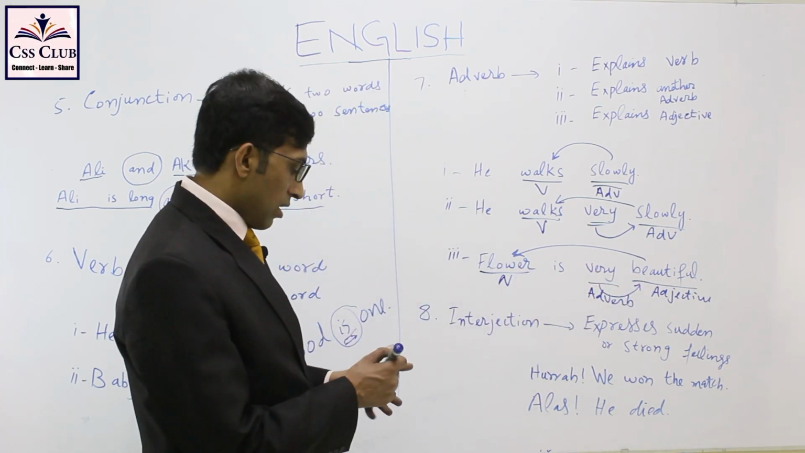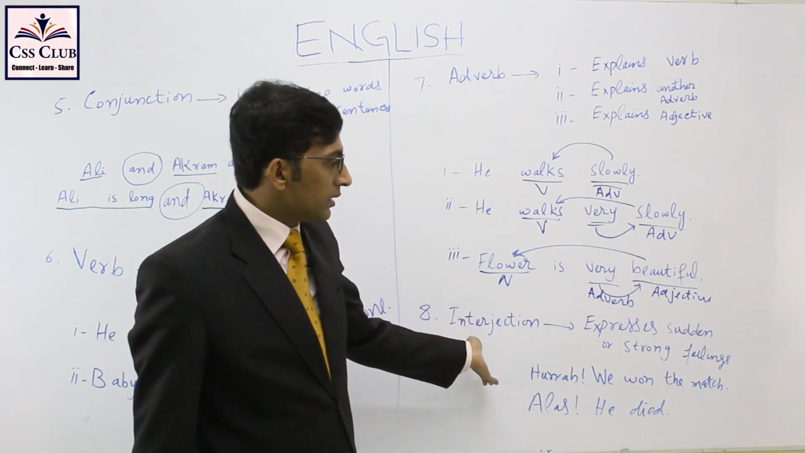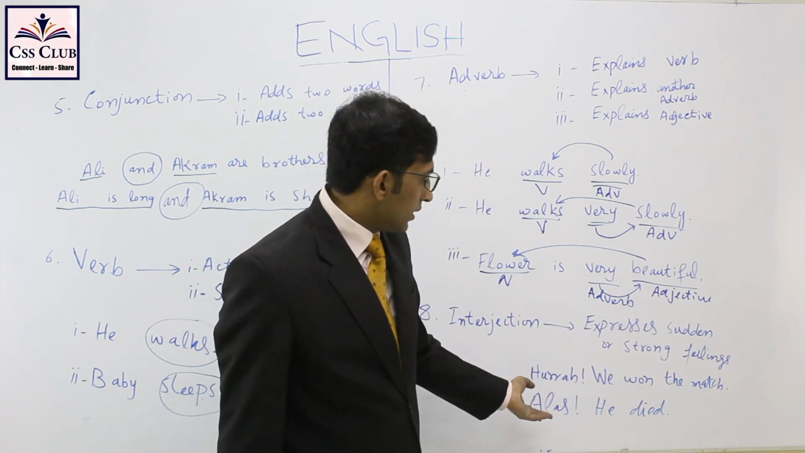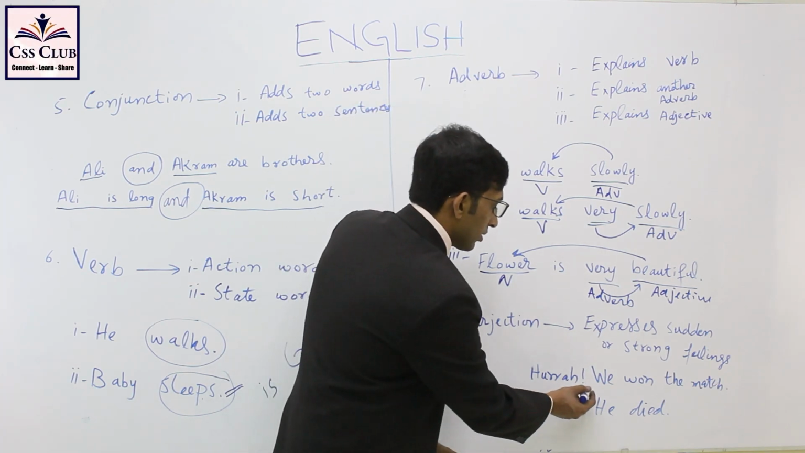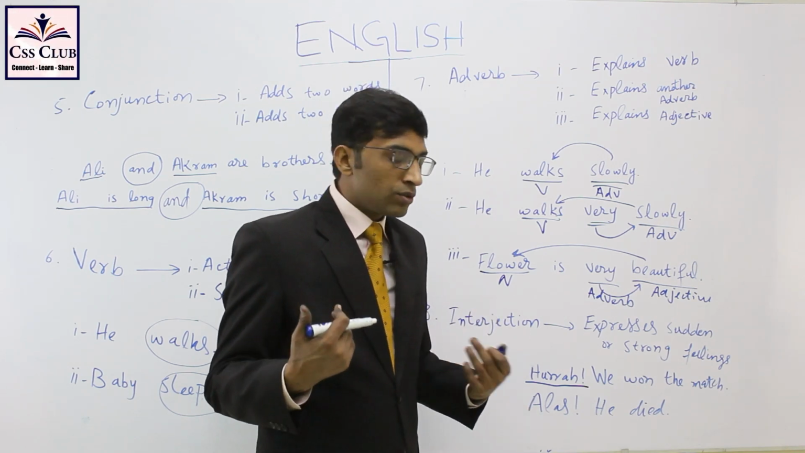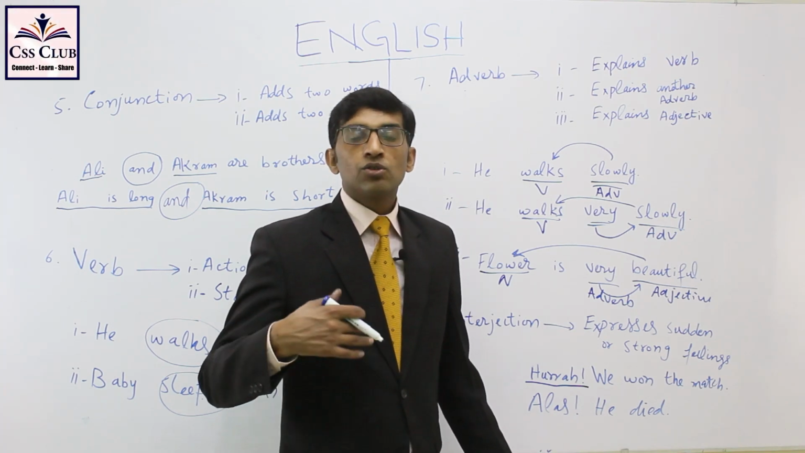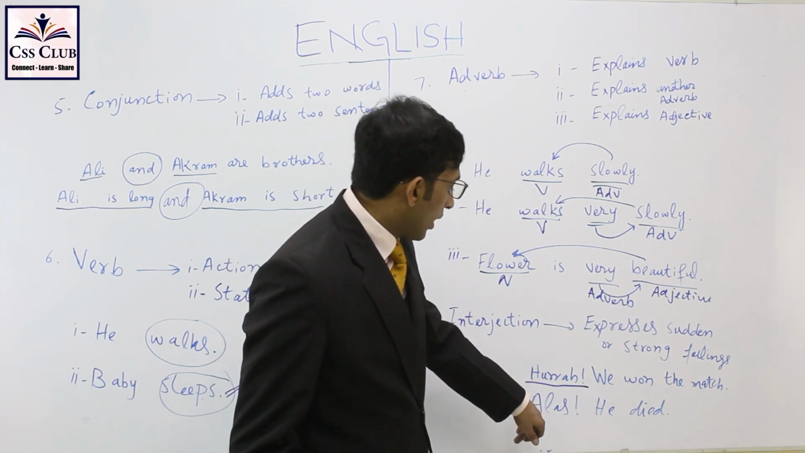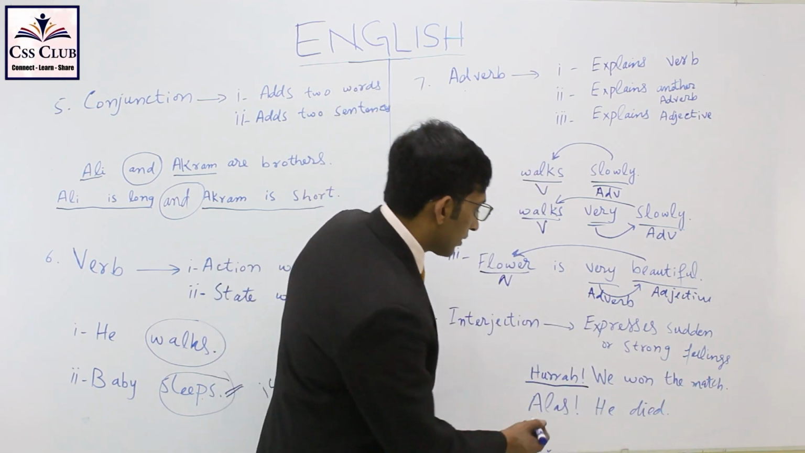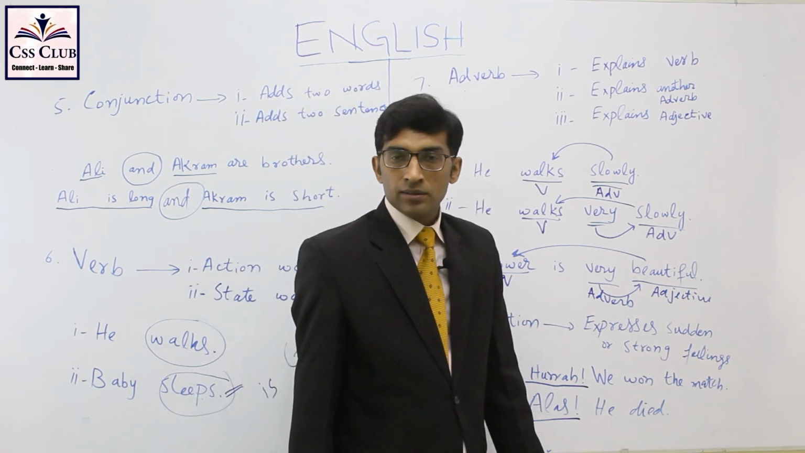Okay, now comes the last part of speech. It is interjection. And what does it do? It expresses certain or strong feelings. For example, hurrah, we won the match. Now, whenever we listen to or read this word hurrah, it means there are certain feelings, there are strong emotions involved here. Okay, so hurrah, we won the match. And similarly here, strong feeling, alas, he died.